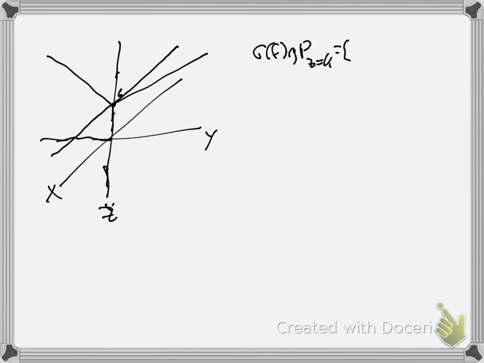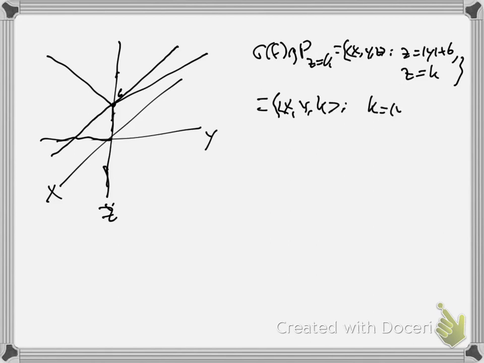So what do we get? We get those x, y, z's, such that, again, z is equal to f(x,y), and now z is not 0, but z is k. So let's plug in z is k, so we get x, y, k, so that k is equal to the absolute value of y plus 6. So when we do these level sets, we usually take k in the range of the function, and we can see here that k must be bigger or equal than 6.